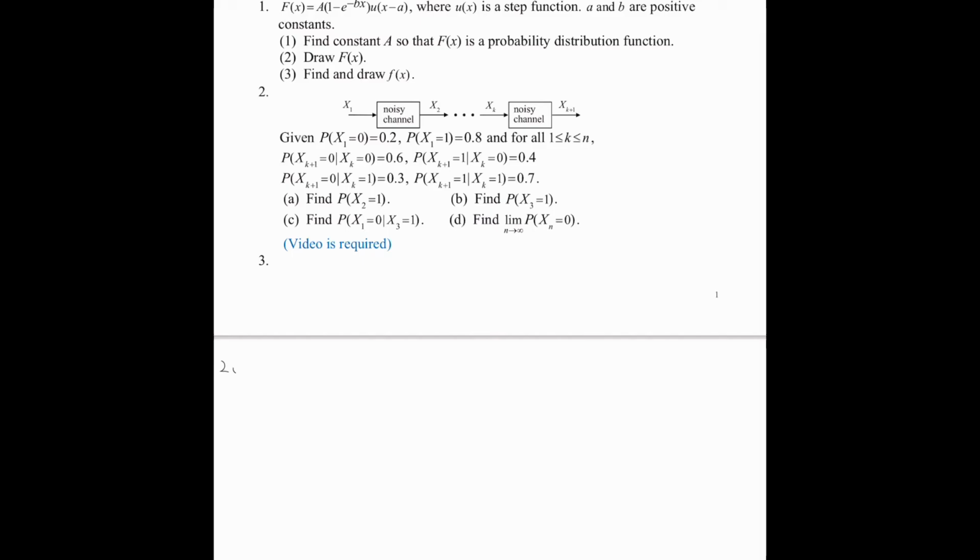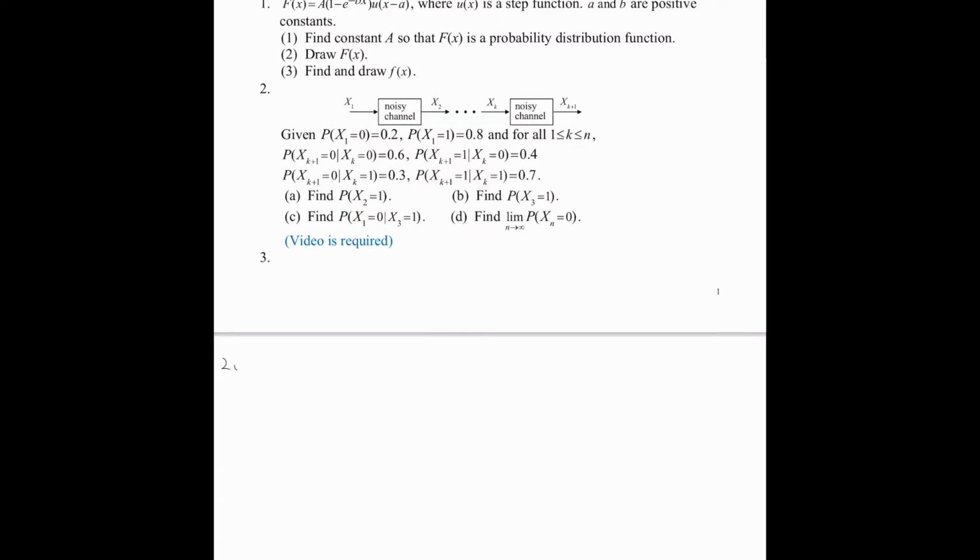2. Given probability of x1 equals 0 is 0.2, probability of x1 equals 1 is 0.8, and for all k greater than or equal to 1 and less than or equal to n, probability of xk plus 1 equals 0 given xk equals 0 is 0.6. Probability of xk plus 1 equals 1 given xk equals 0 is 0.4.